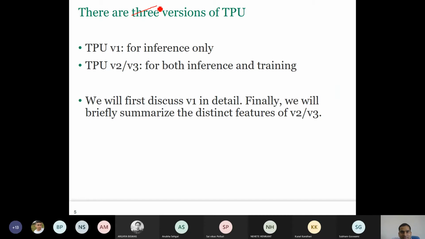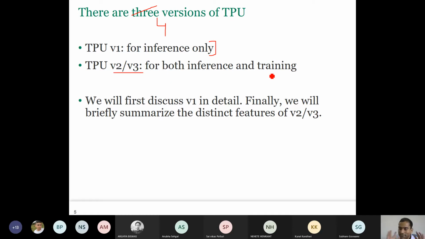Okay, now actually not just 3, there are 4 versions of TPU. I have slides for the 4th also. I will discuss it later because I want to discuss many accelerators so that you get a very good picture of all the types of accelerators. Of this, TPU version 1 is for inference only. Version 2 and version 3, they are for inference and training both.